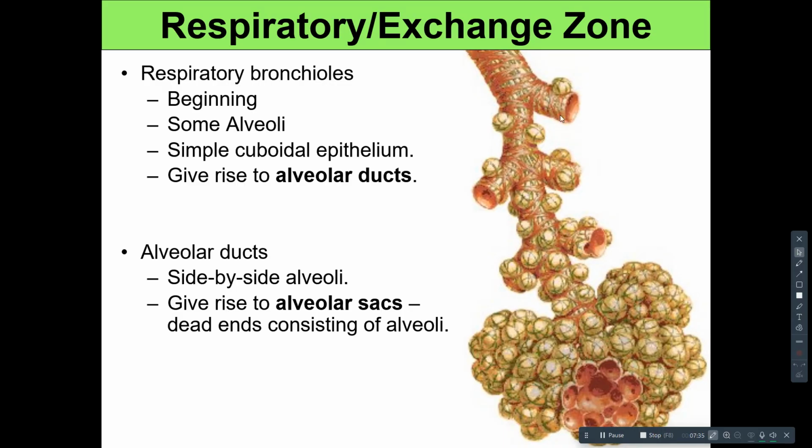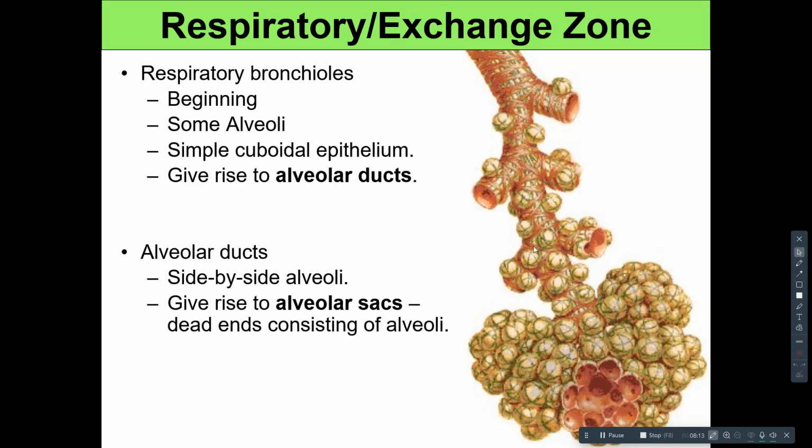So like this is a respiratory bronchiole right up here. Notice it has a lonely alveolus. I've got some more respiratory bronchioles right here with some lonely alveoli, simple cuboidal epithelium in between them. Respiratory bronchioles lead to alveolar ducts, a tube made primarily of side-by-side alveoli is an alveolar duct. Alveolar ducts are going to dead end into these alveolar sacs, these clusters of alveoli.